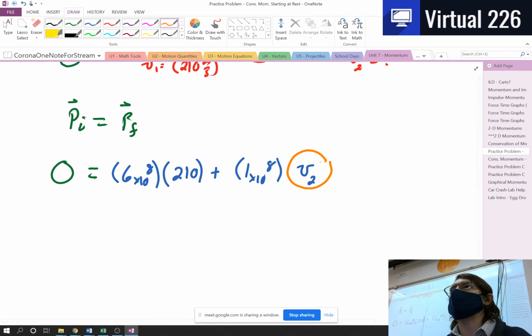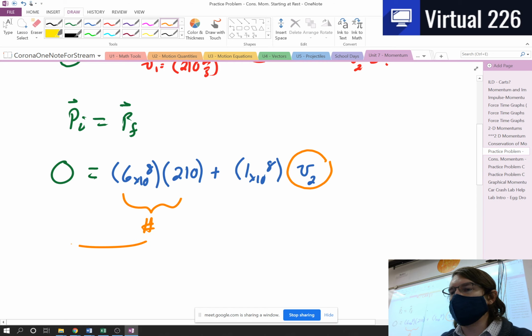However you like to do that algebra, that's totally up to you. I'm going to show you a kind of neat trick that I like to employ to make this problem a lot easier on the calculator. So I'm going to recognize that 6 times 10 to the 8th times 210, I could multiply those together right now, and I'd get a number. And then I'd have to subtract that number over to the left-hand side of this problem. I'd have to take whatever number I get and bring it over.